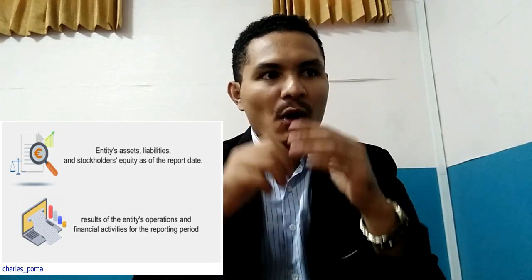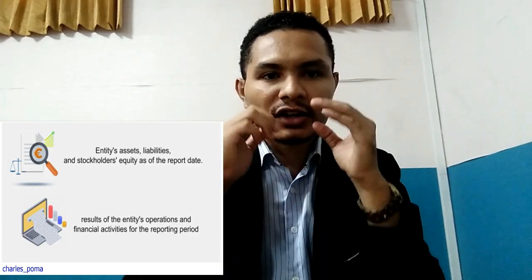A balance sheet shows the entity's assets, liabilities, and stockholders' equity as of the report date. It doesn't show information that covers a span of time. A balance sheet is also called a position statement, which reflects the financial position of the firm at the end of the financial year.